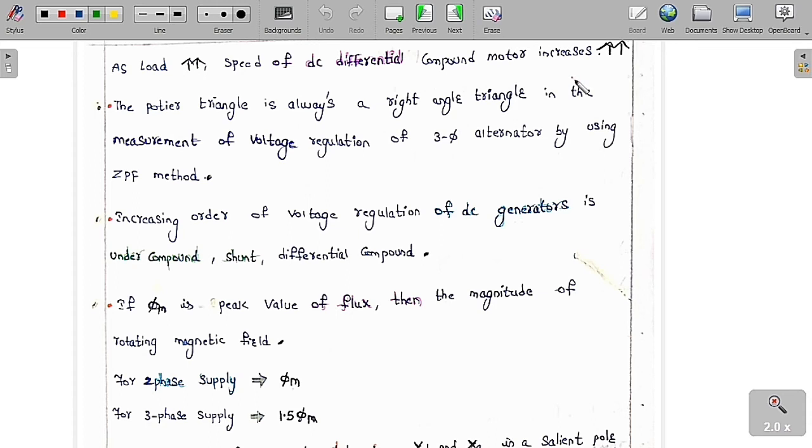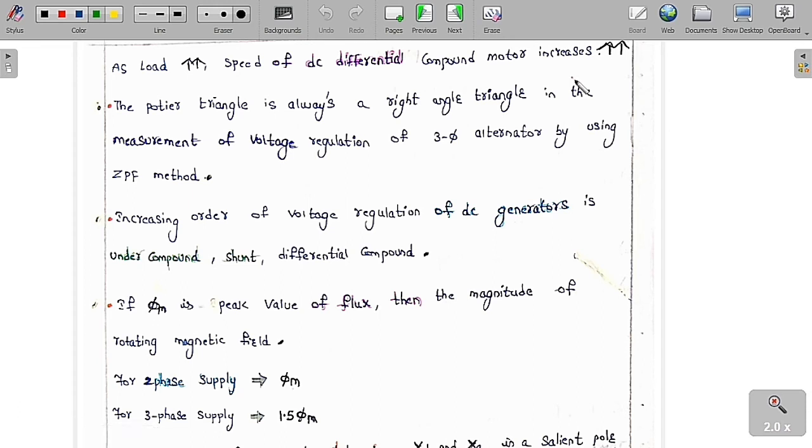The cumulative compound motor graph always lies between the series and the shunt, and the differential is always above the shunt one. All these things I have already told you. So whenever the load increases, the speed of the DC series motor decreases, the speed of the DC shunt motor decreases, and the speed of the DC cumulative compound motor also decreases. The only exception is that the speed of the DC differential compound motor increases. All the diagrams I have already shown you in detail in the DC machines class itself.